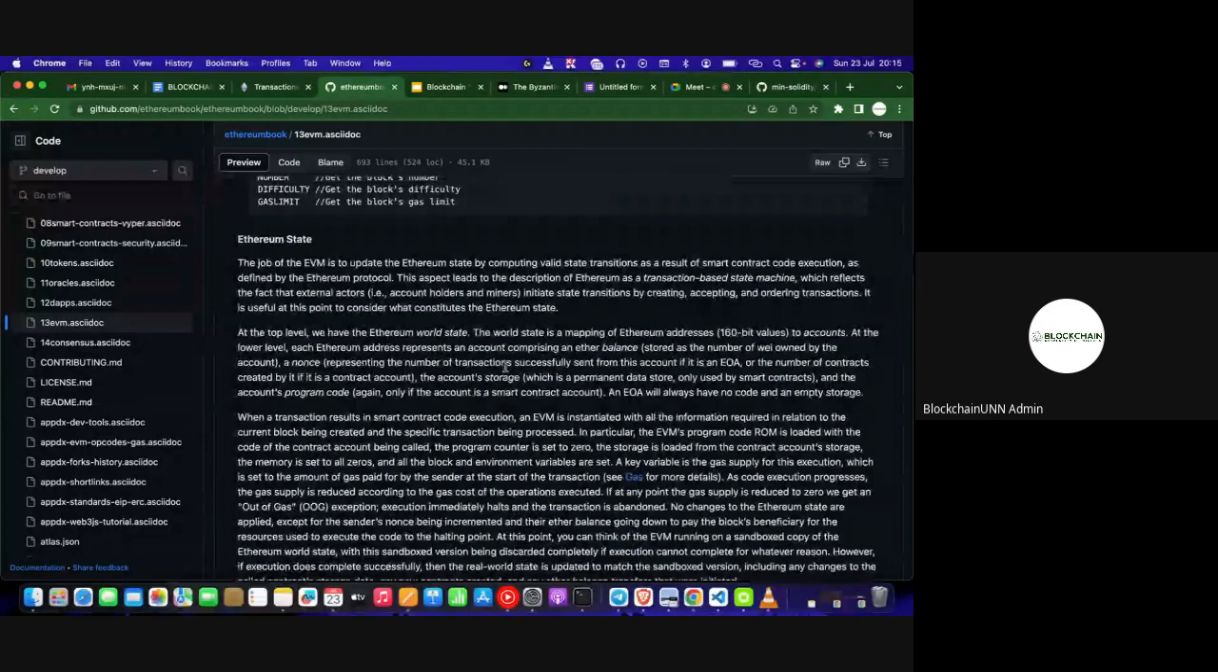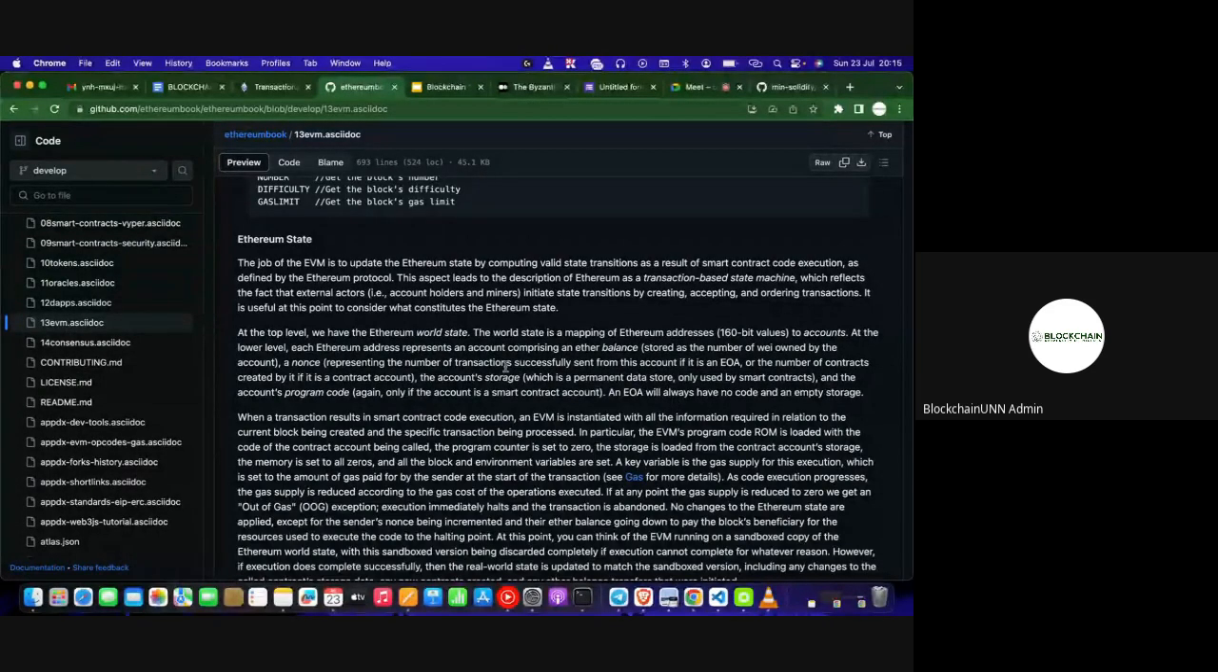Now, let's just talk briefly about the Ethereum state, right? We tend to see the EVM or Ethereum as a global world state computer. And like I said earlier, the EVM is like the heart of the operations of this world state computer. So the job of the Ethereum virtual machine is to update the Ethereum state by computing valid state transitions as a result of smart contract code execution, as defined by the Ethereum protocol.